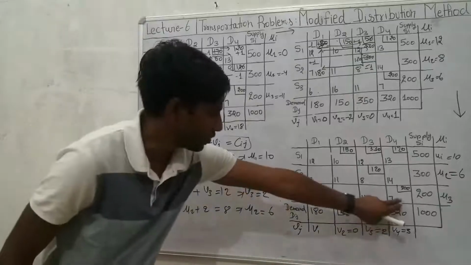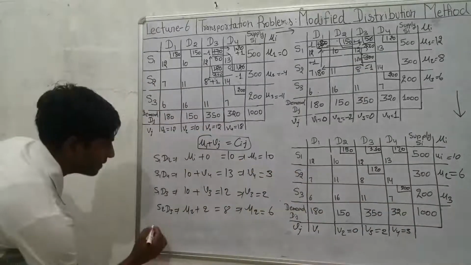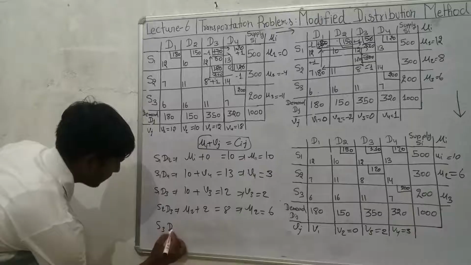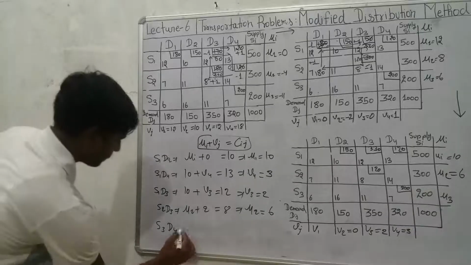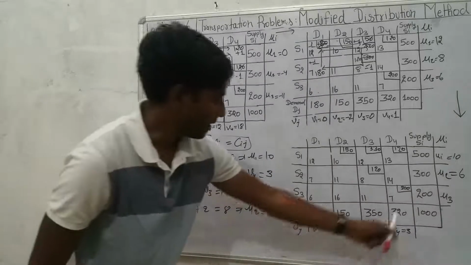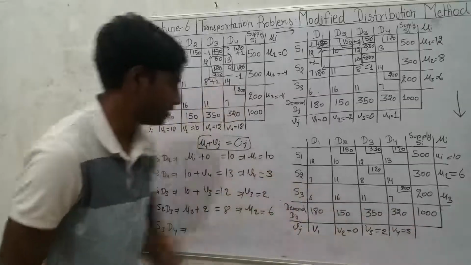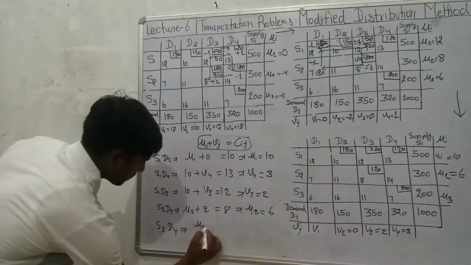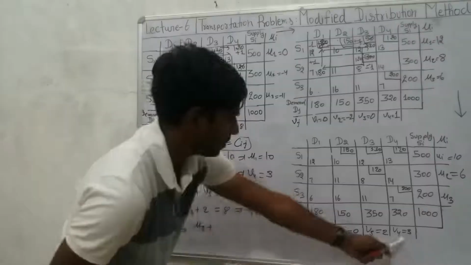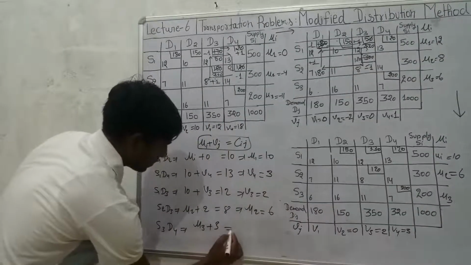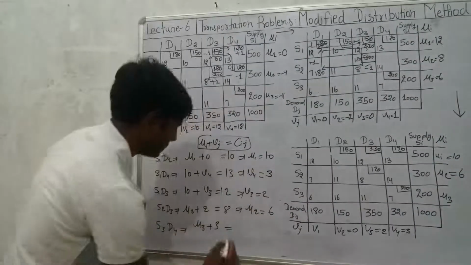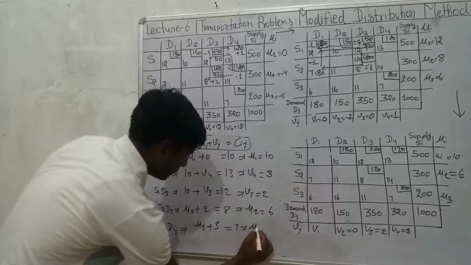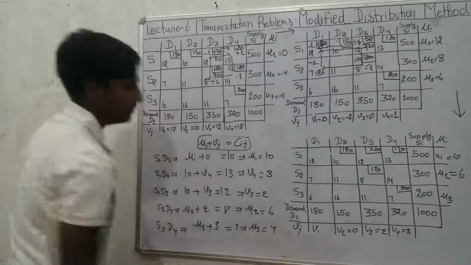Now consider this occupied cell, that is S3D4. The value of U3 we don't know, plus V4 is equal to 3, and what is the cost per unit? 7. So U3 would be equal to 7 minus 3, that is equal to 4.